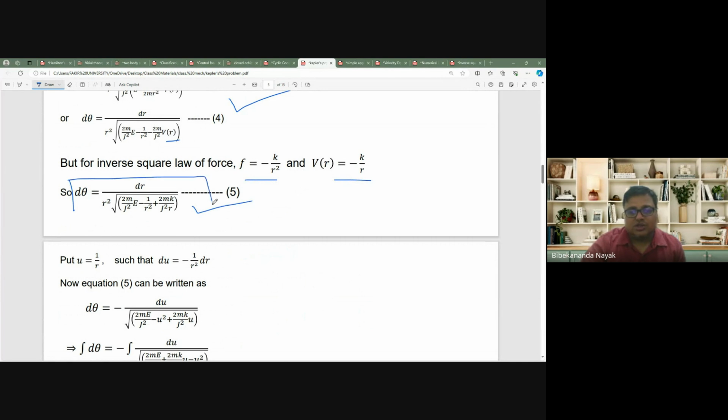Now we want to solve this. For this, we use one substitution. u is equal to 1 by r. So obviously du is equal to minus 1 by r square dr. Now putting u in place of 1 by r and du in place of minus 1 by r square dr, we got this equation.